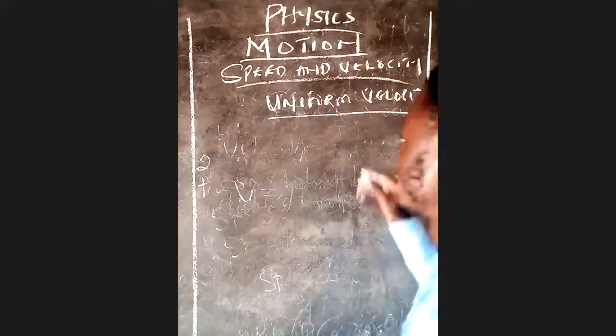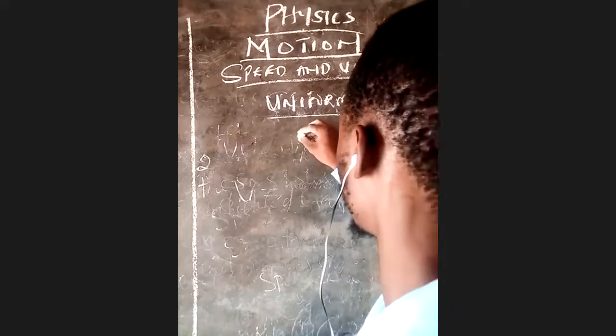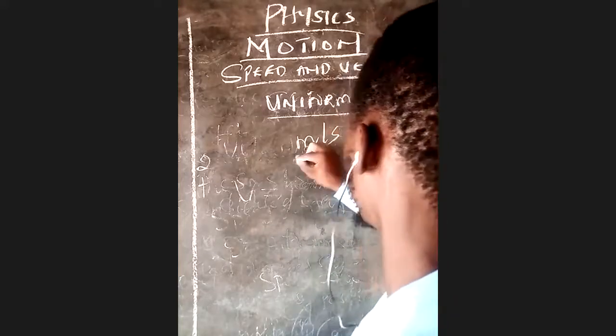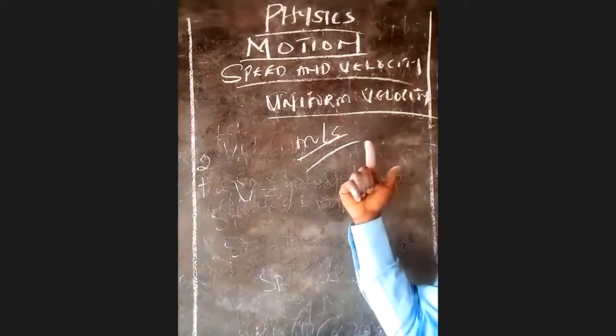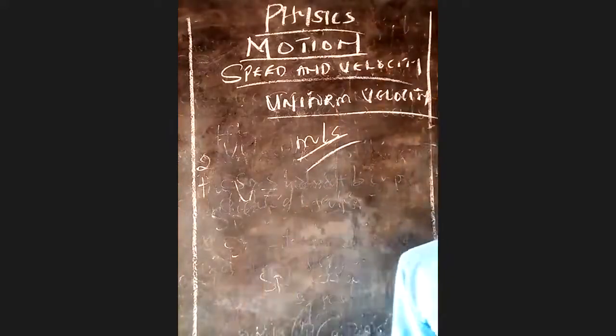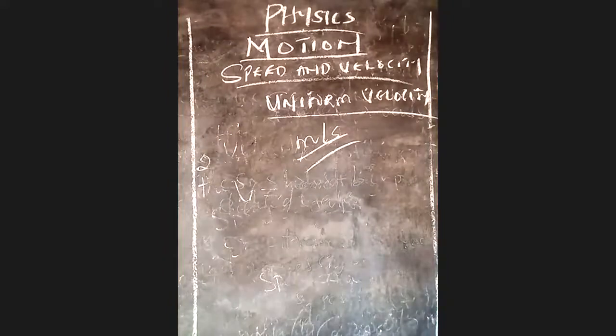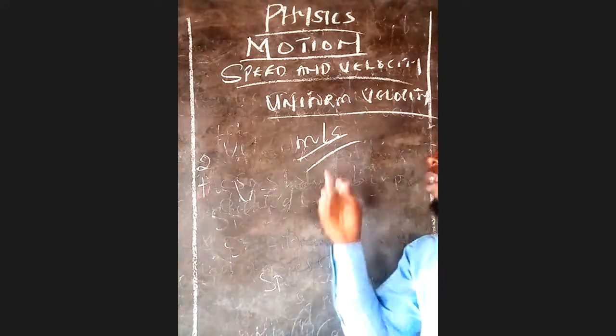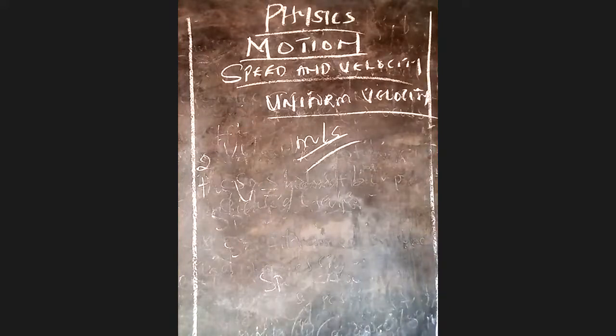Do not forget that the unit of velocity is meters per second. So you should understand velocity, uniform velocity, and uniform speed. Uniform speed is when the body covers equal distances in equal time. Uniform velocity is when the body moves with equal displacement in equal time interval. That is the difference between uniform speed and uniform velocity. If the body moves around a circular path at constant speed, then it is said to move with non-uniform velocity.